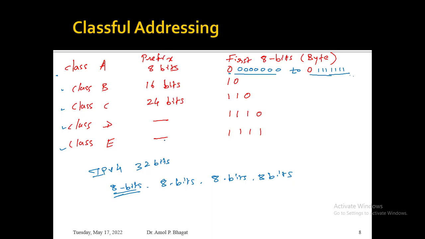So in case of class A, addresses are starting from 0 to, what is this value? It is nothing but, for the first 8 bits, 128, 64, plus 32 plus 16 plus 8 plus 4 plus 2 plus 1, so it is 127. So if the first 8 bits value is from 0 to 127, then that address belongs to class A. Similarly, you can identify it for class B.